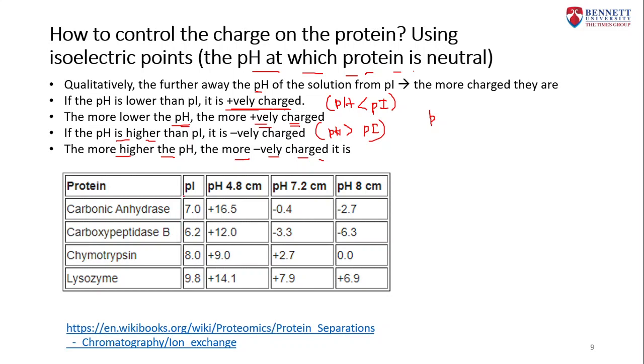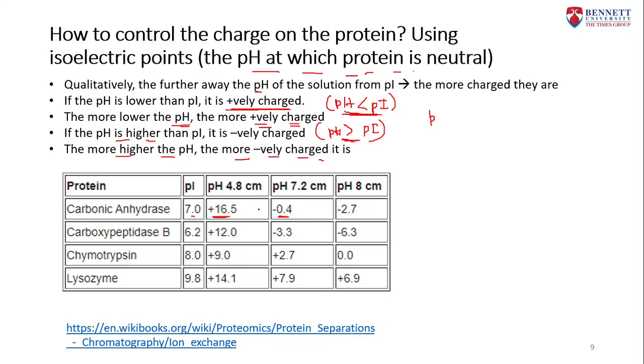So for carbonic anhydrase, the pI is 7. At pH 4.8, it is below its pI, so it is this particular condition we are referring to. So it should be positively charged, which we are seeing here, right? At pH 7.2, this is just above its pI, so it is this condition. So it is almost neutral, but slightly negative, minus 0.4.